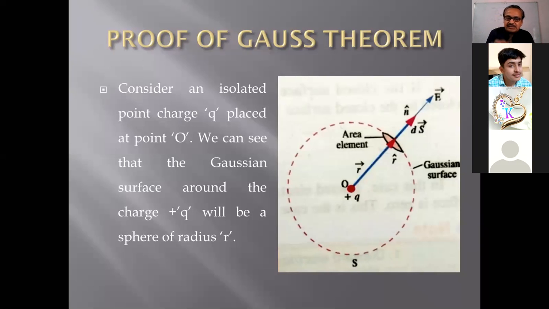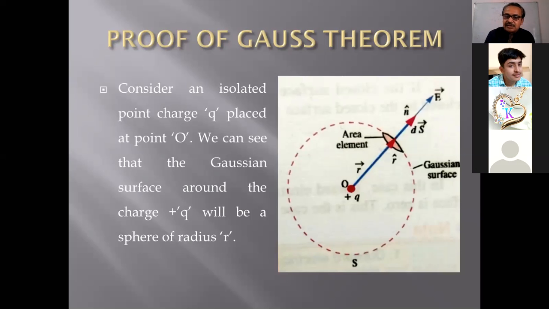Now see, we have considered a point charge q. You can see in the diagram. We have considered a point charge q, which is obviously making a Gaussian surface as a sphere. And that sphere will be, suppose we want to find out the electric flux at a point on this sphere which is lying at a distance of r. What is the radius of the sphere? That will be r.